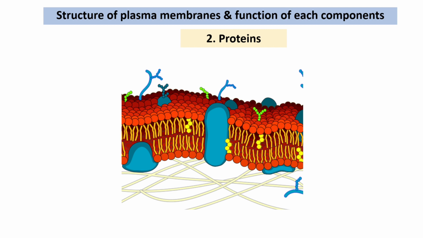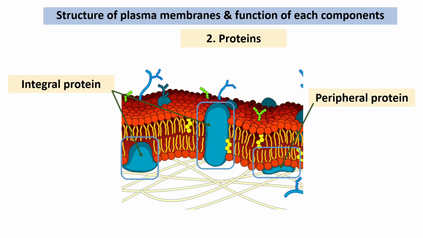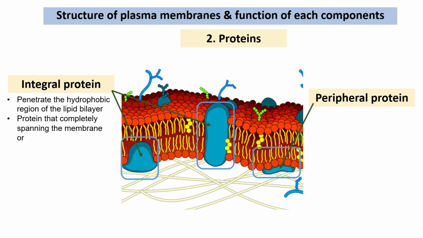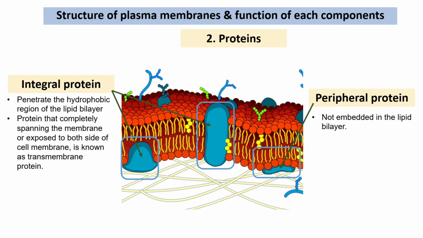Second component is proteins. Proteins that are found in plasma membrane are divided into two types: integral protein and peripheral protein. Integral protein penetrates the hydrophobic region of the lipid bilayer. Protein that completely spans the membrane, or is exposed to both sides of the cell membrane, is known as transmembrane protein. Peripheral protein is not embedded in the lipid bilayer. It is loosely bound to the surface of phospholipid.